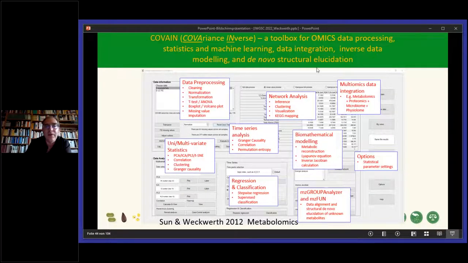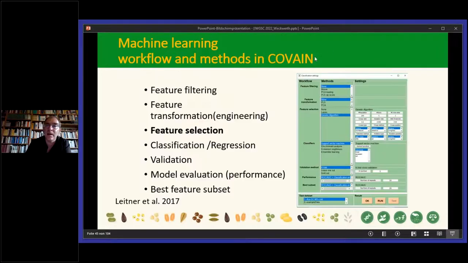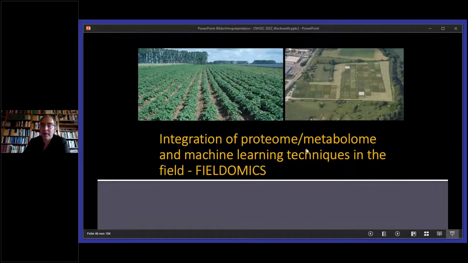For this, we have developed a toolbox which combines all these multi-omics data integration, statistical modeling, but also biomathical modeling and so forth. And also a module on machine learning. So I'll give you now an example.